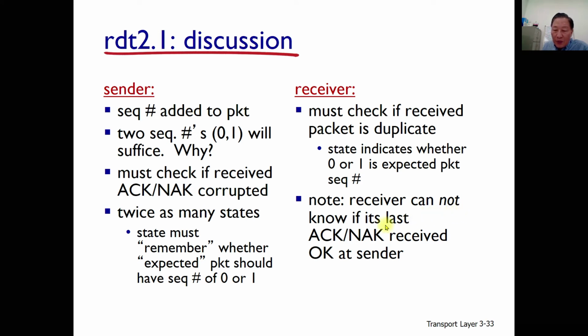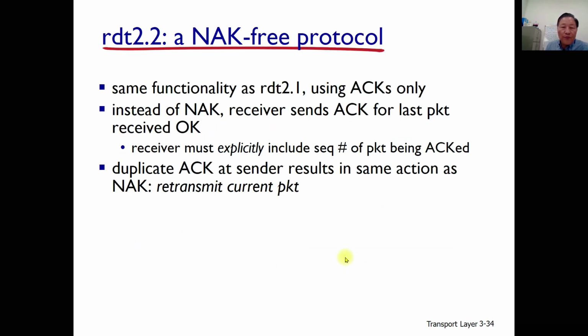The receiver cannot know whether its last acknowledgement was received OK at the sender side. A simple sequence number of 0, 1 is not sufficient. Actually, as I mentioned already, in our TCP we are using a 32-bit sequence number. More advanced one, but still that is not enough.